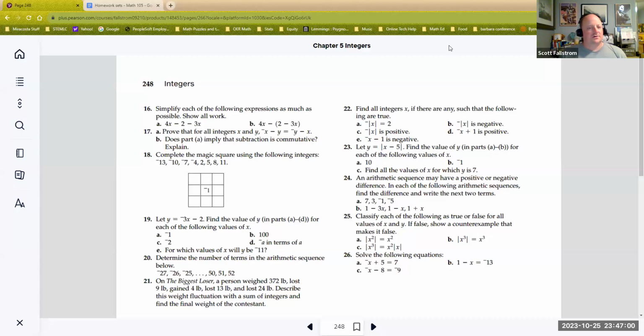Hello, students. Had a few questions from the homework section. I want to hit those out of section 5.1. First one was number 17.